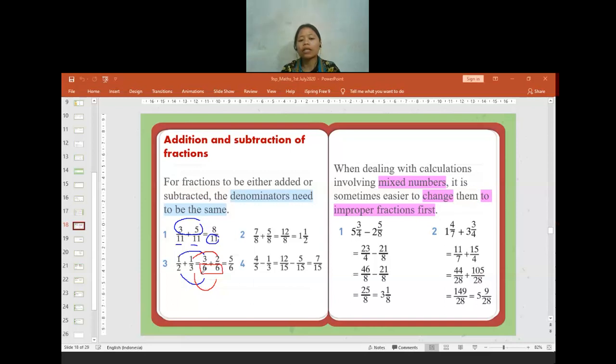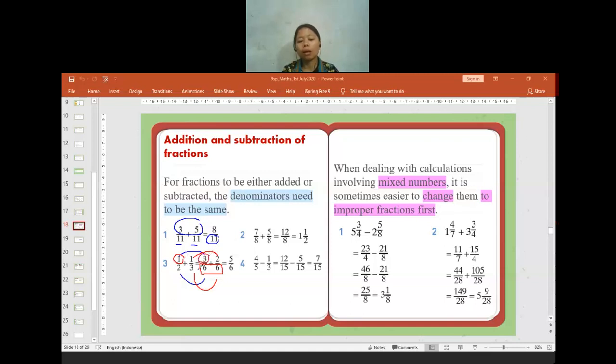After that, I need to check from number 2 in here, now becomes 6. So I need to check from 2 becomes 6. I need to multiply it by how many? It means I need to multiply it by 3. Because the denominator I multiply by 3, it means in the denominator in here, I also multiplied by 3. 1 times 3 will be equal to 3. That's why in here it will be 3.